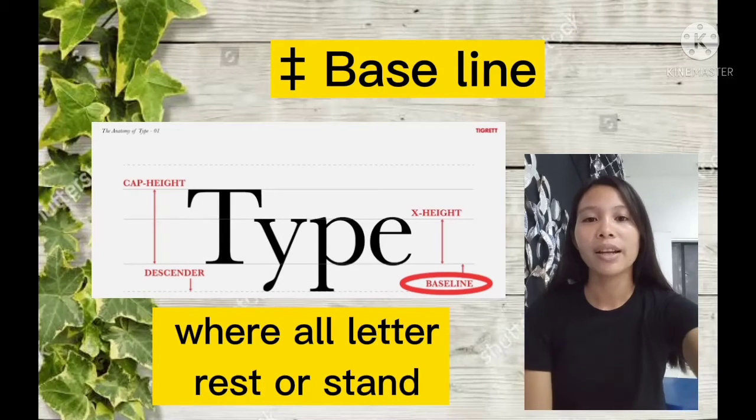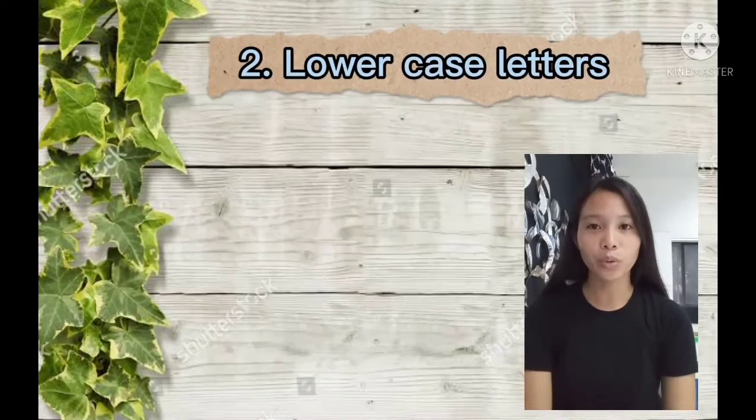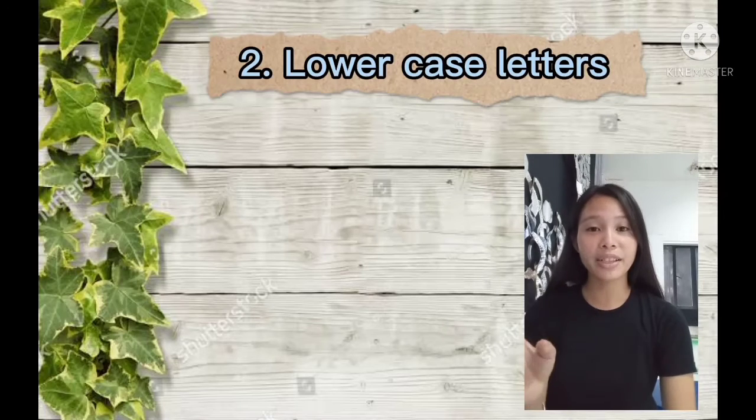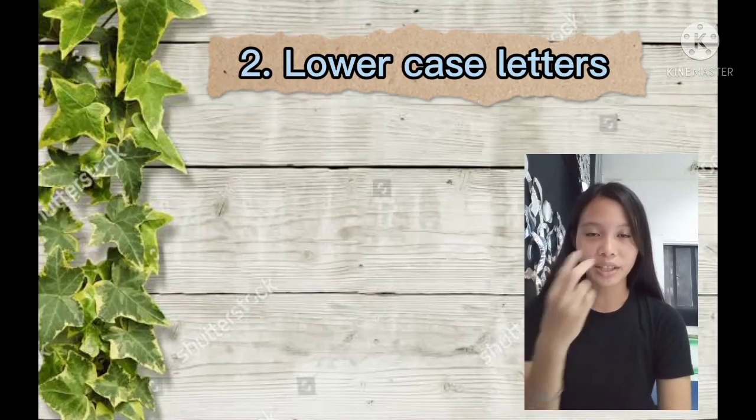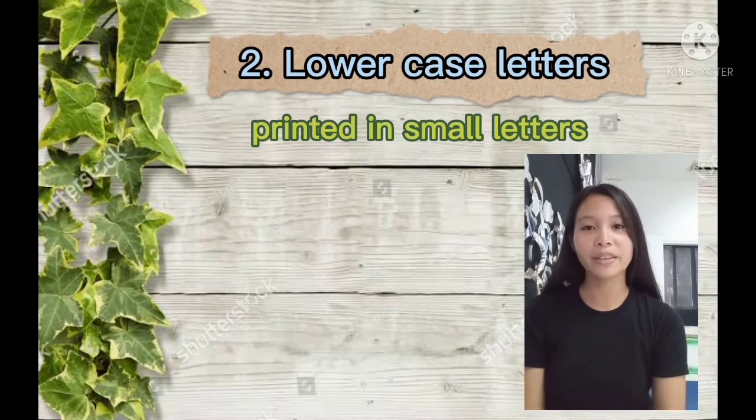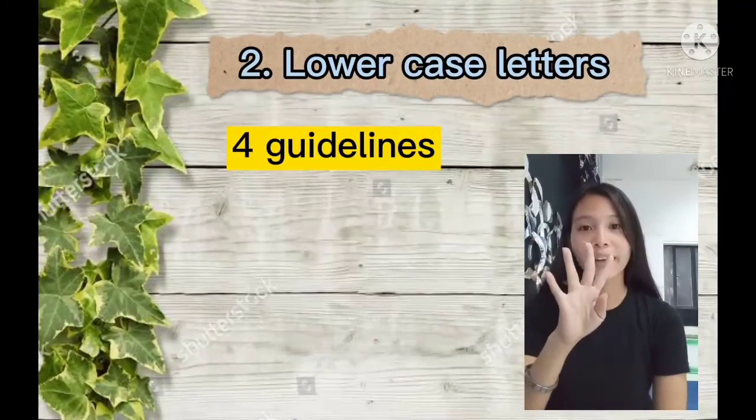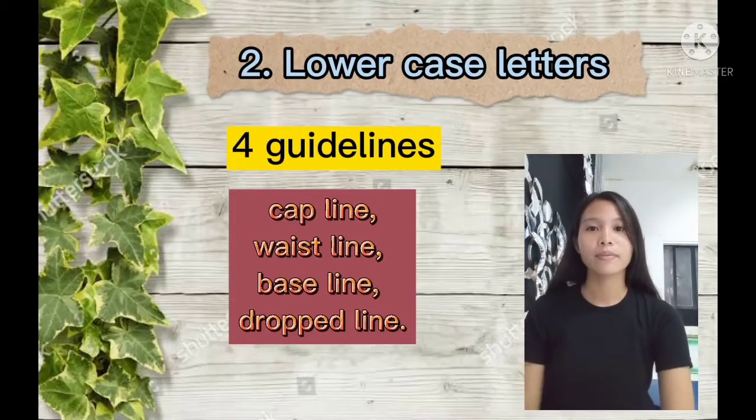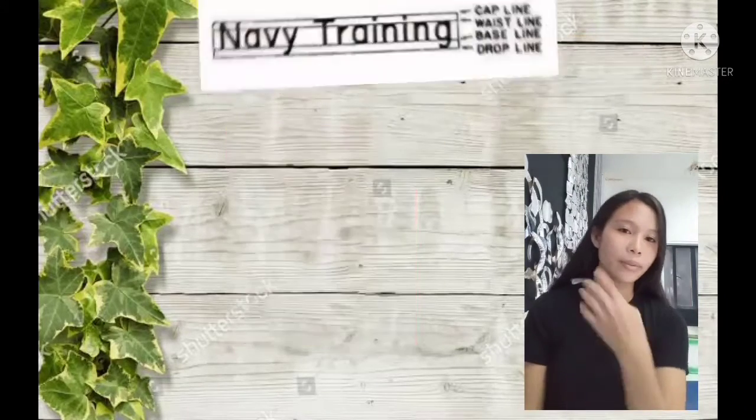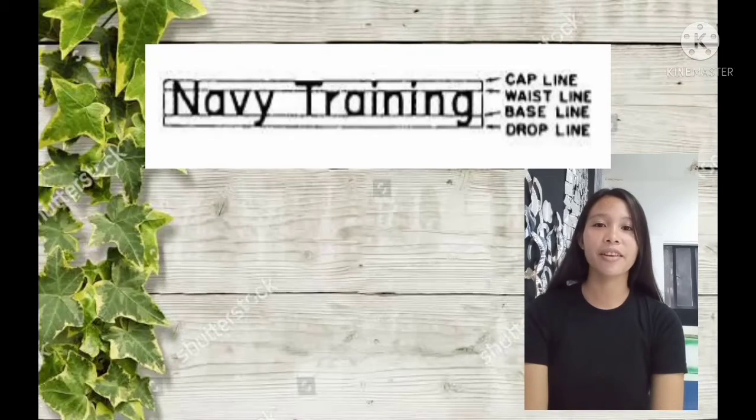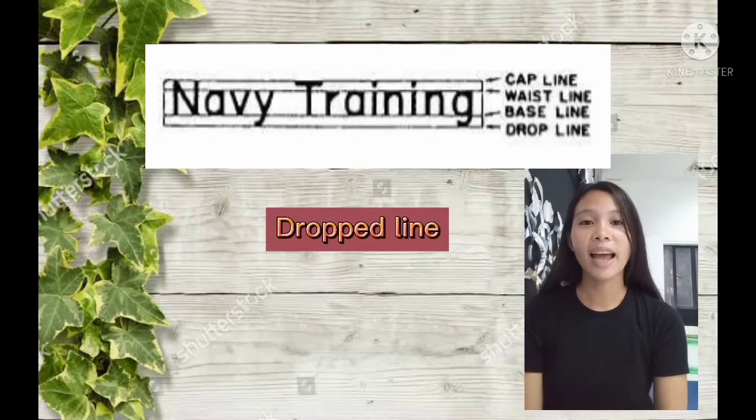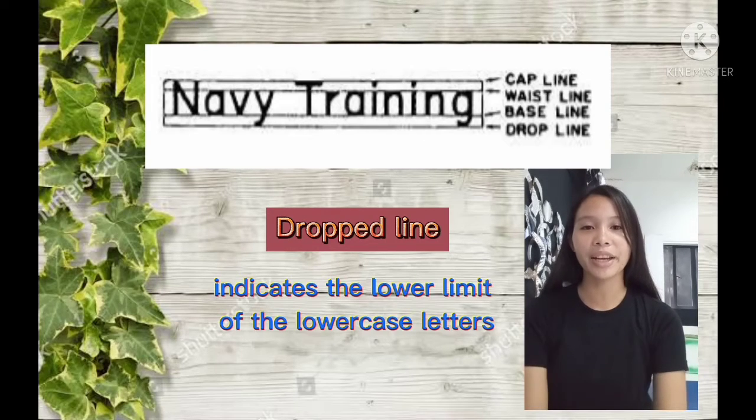Okay, so let's proceed to number 2, which is the lowercase letters. Number 1 is the uppercase, and number 2 is the lowercase letters. These are the letters which are printed in small letters, printed with the use of four guidelines such as cap line, waistline, baseline, and drop line. Example, this one. As you can see, there is another line added, which is the drop line, that indicates the lower limit of lowercase letters.